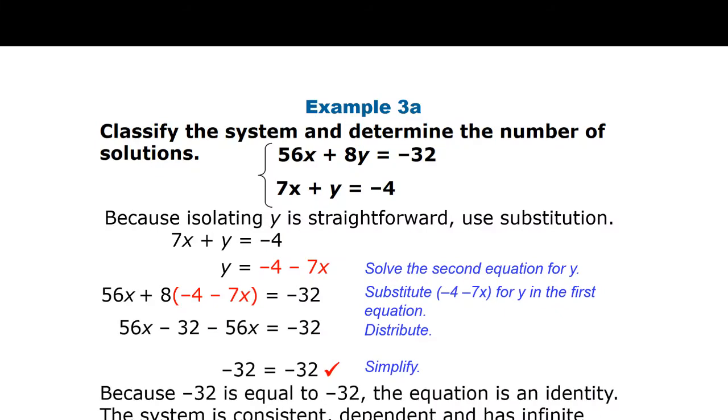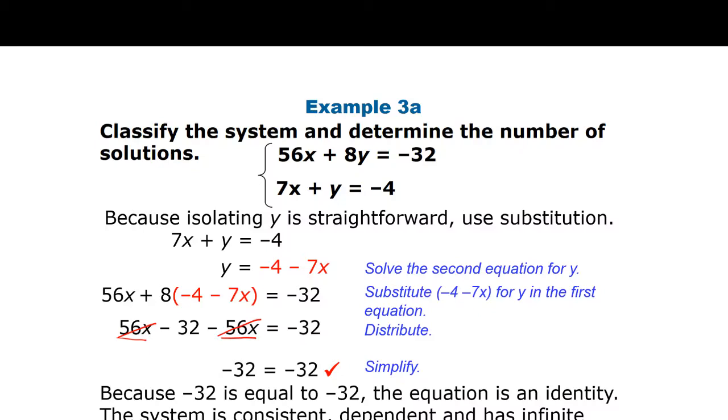So when we keep on and simplify, look here: after we distribute everything, we have 56x minus 56x. So these actually turn to zeros, and all we end up with is negative 32 equals negative 32. And that is a true statement. So this equation is an identity. The system is consistent, dependent, and has an infinite number of solutions.